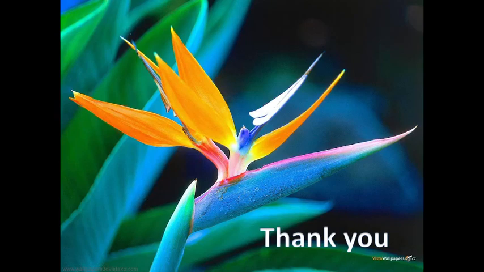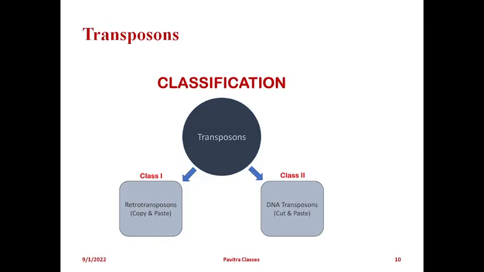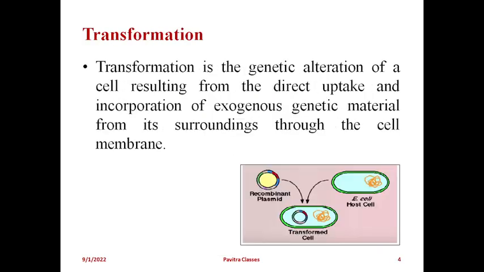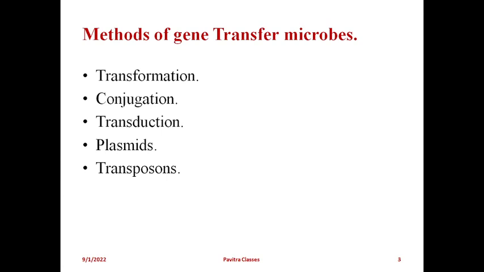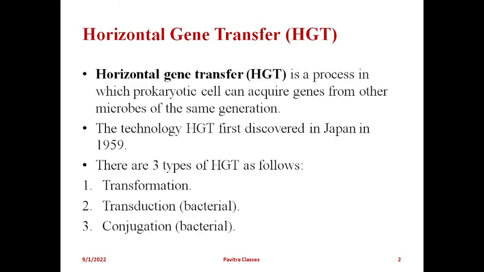So this is about the microbial genetics of the PCI syllabus. Five types are there majorly which you have studied: transformation, conjugation, transduction, plasmids and transposons. These are the five methods of gene transfer in microbes.